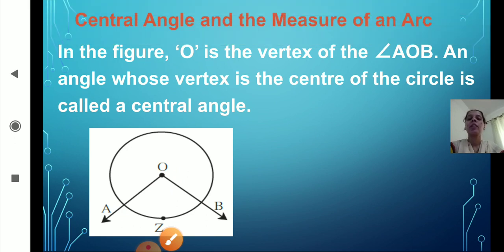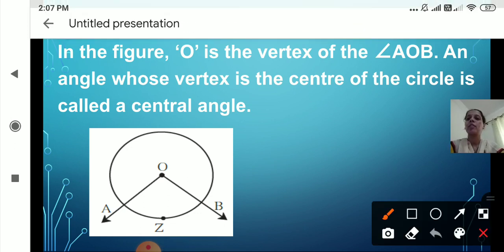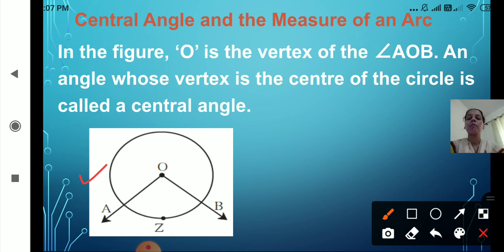Now we'll see the next concept, that is central angle and the measure of an arc. You can see the figure here. First I will explain the definition of central angle. In the figure, O is the vertex of the angle AOB. An angle whose vertex is the center of the circle is called a central angle. That is angle AOB, whose vertex, point O, is the center of the circle.